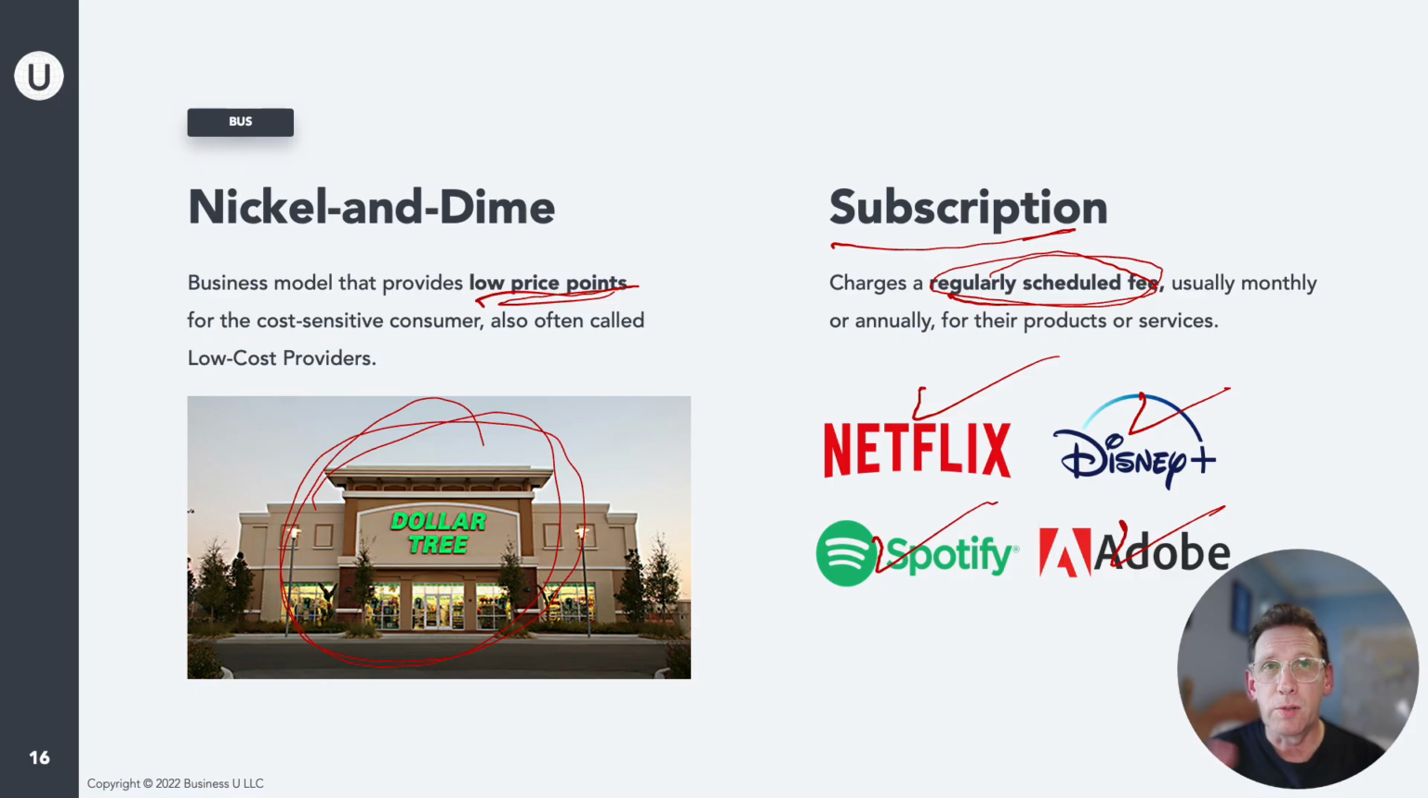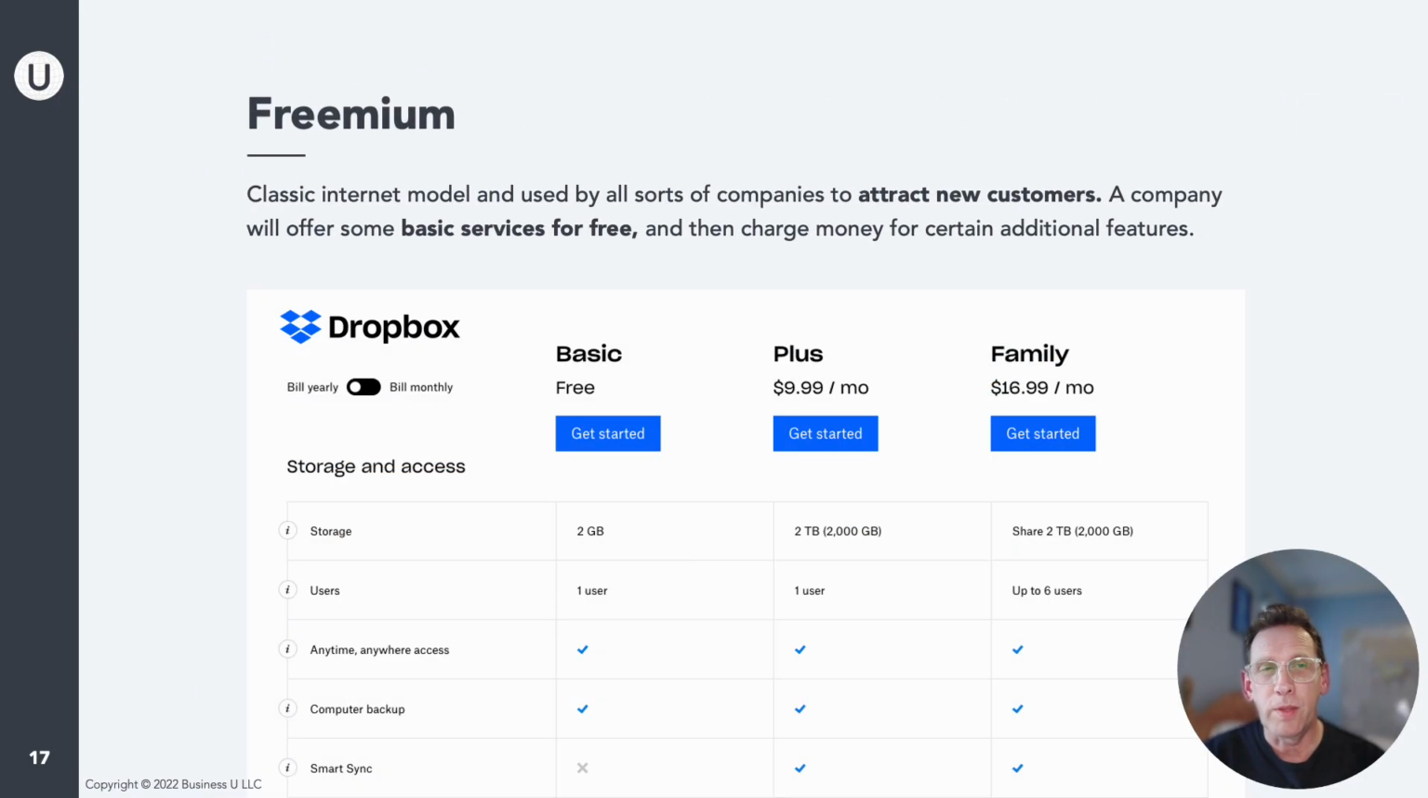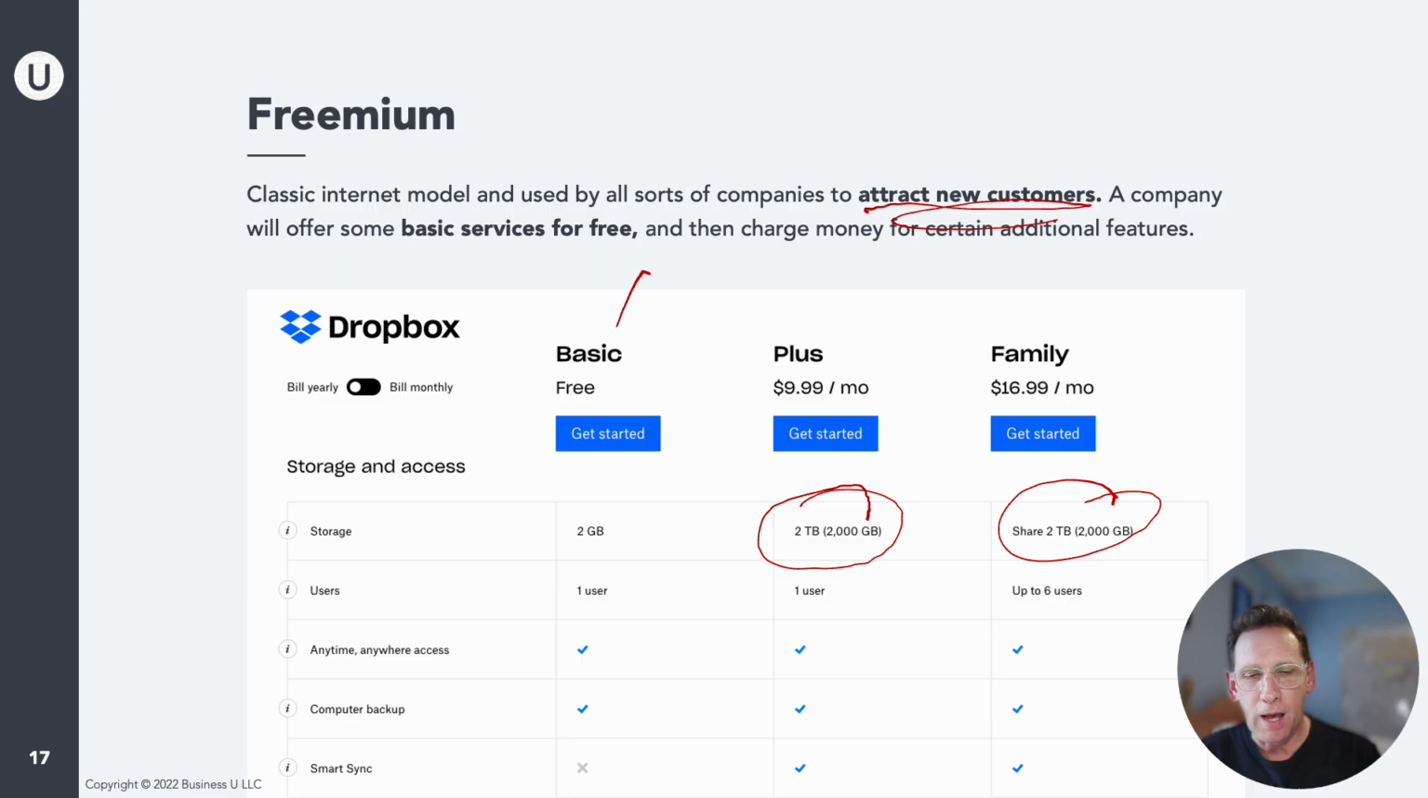Now, oftentimes these subscription services start out as something different. They start out with a freemium business model. This is a classic internet model and is used by all sorts of companies to attract new customers. The company will offer some kind of basic service for free, and then they will charge money for certain additional features. You want more features, you want bigger, you want more storage, they'll charge extra for that. But they originally started out with this freemium model. Then it goes into, as we were thinking in the other one, going back to the subscription model.